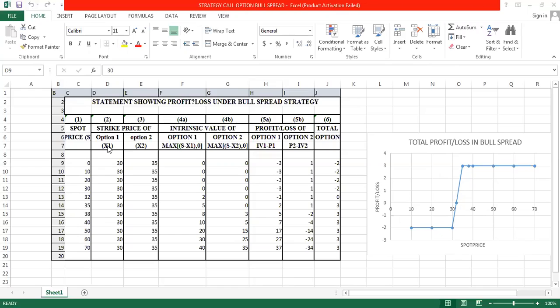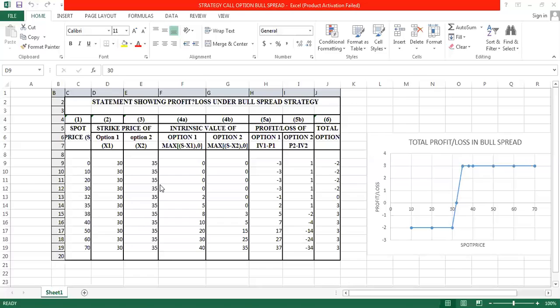Just look against X1, each row is indicating 30, meaning the strike price or exercise price of option 1 is rupees 30, and the strike price or exercise price of option 2 is rupees 35.